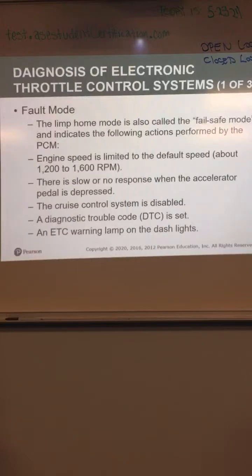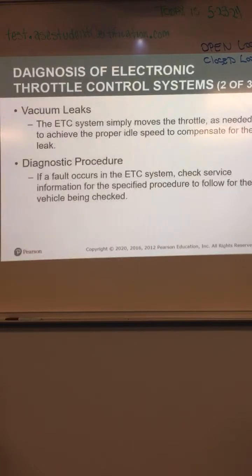If you have a failure, fail-safe will only let the engine run between 1200 to 1600 RPM. There's either slow response or no response when you push the accelerator pedal. Cruise control is disabled, a diagnostic trouble code is set, and a warning lamp will come on that says reduced engine power or something to do with the throttle control to let you know that's what happened.